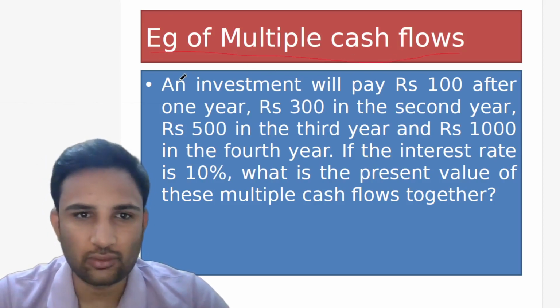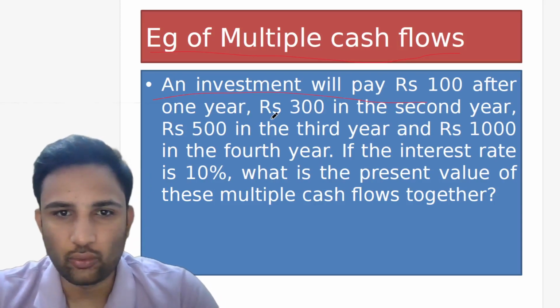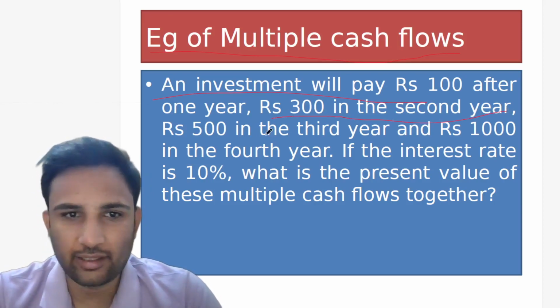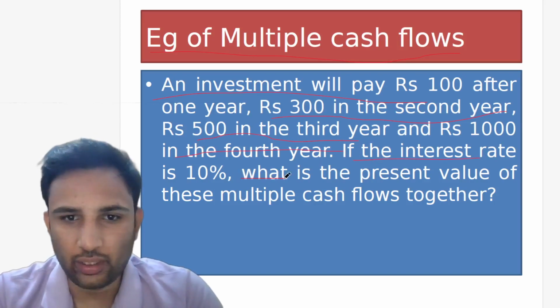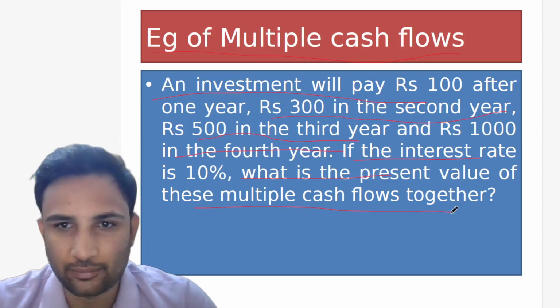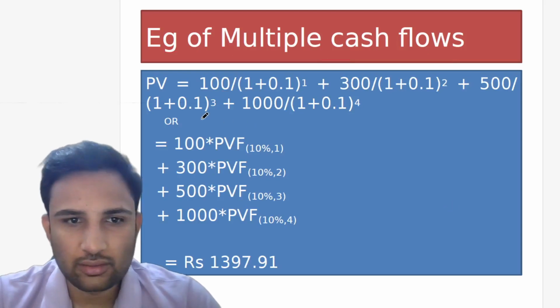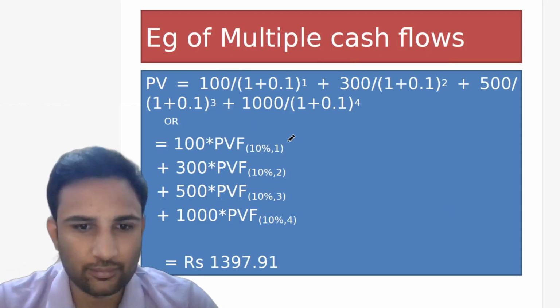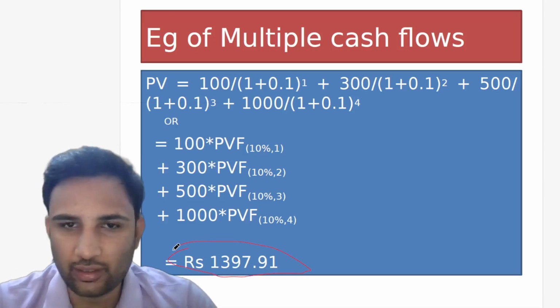Example of multiple cash flows. An investment will pay rupees 100 after 1 year, rupees 300 in the second year, rupees 500 in the third year, and 1000 in the fourth year. If the interest rate is 10%, what is the present value of these multiple cash flows together? So this is the formula for the same, and the answer is 1397.91.